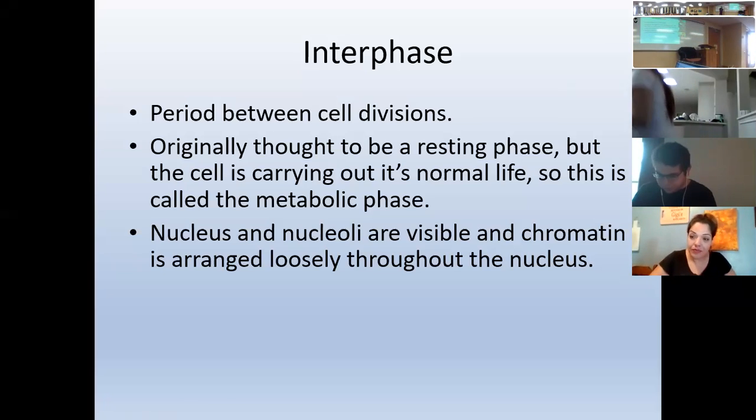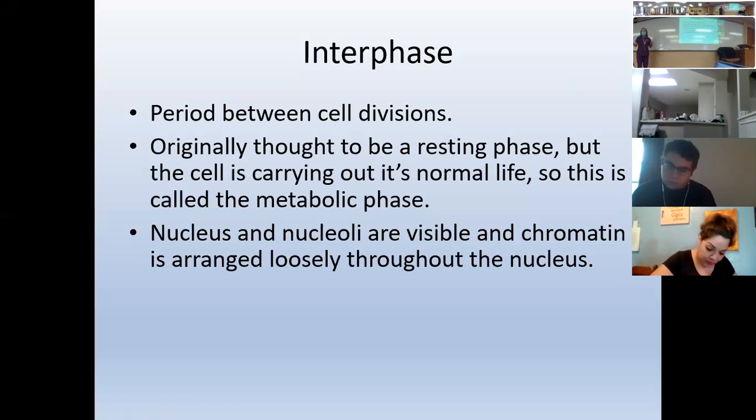We need to get the cell to grow bigger. We need to duplicate the organelles. We need to duplicate the DNA. That daughter cell has to be a perfect, exact replication of the mother cell. That's what we call them, the mother and the daughter cell.